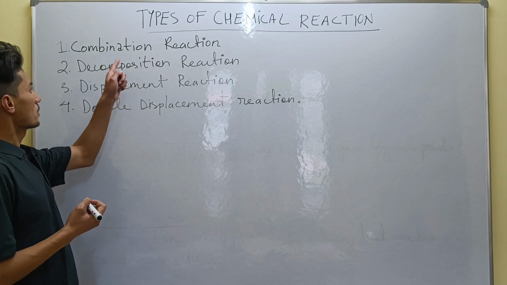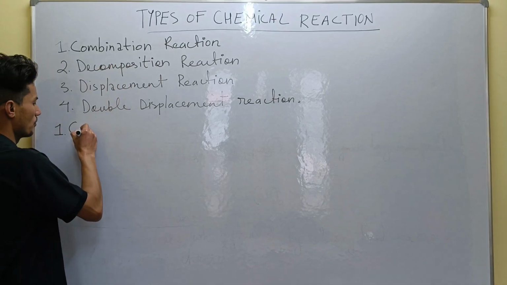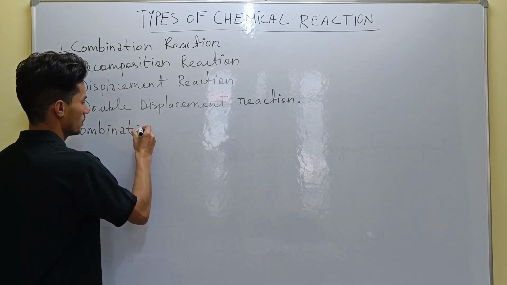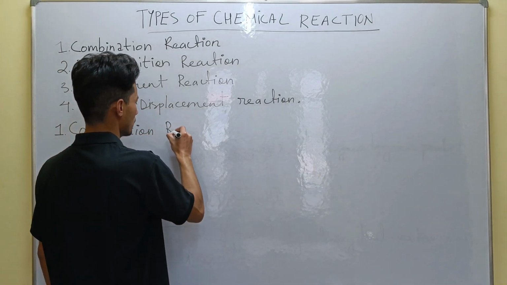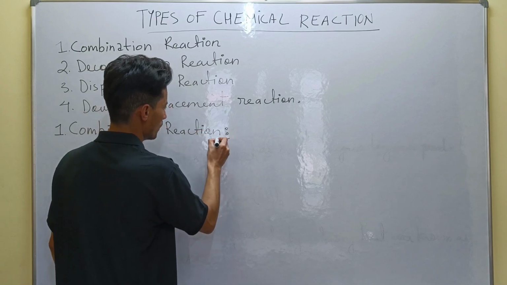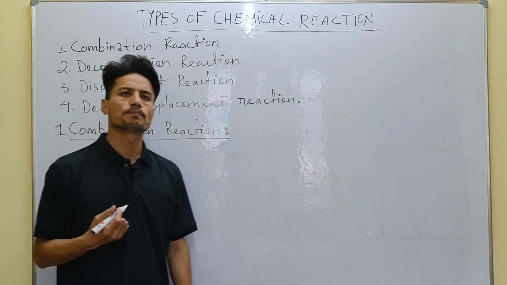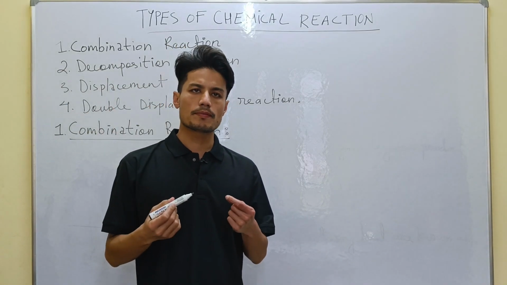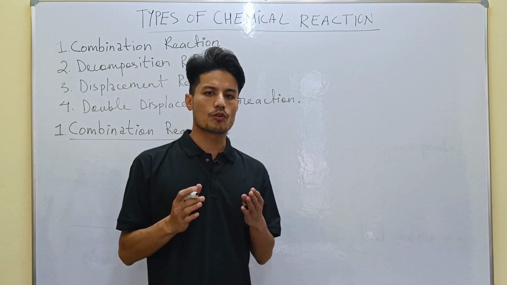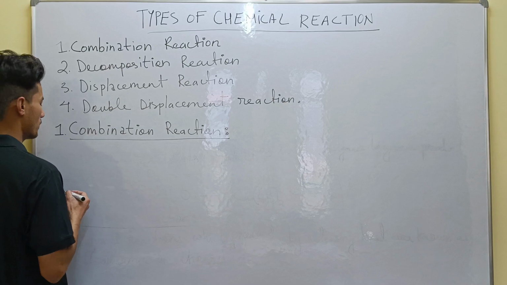Now let us start the first one, combination reaction. What is combination reaction? Let us understand this together. Combination reaction is a type of chemical reaction in which two or more substances join to give a product. So let us write the definition.